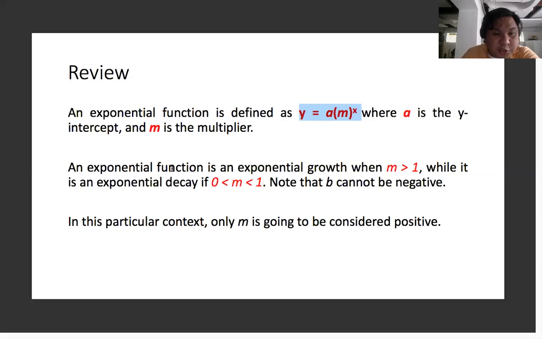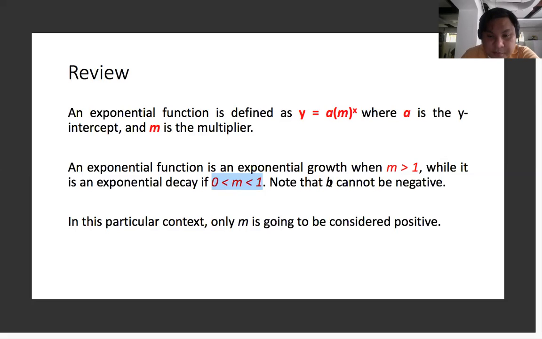An exponential function is an exponential growth when m is higher than 1. So if m is higher than 1, like 1.01, 2, 1 million, definitely you expect the exponential function to be that of an exponential growth function, which means it's increasing as the values of x go higher. While it is considered an exponential decay if the value of m is between 0 and 1, which means it's a proper fraction. The numerator is smaller than the denominator.